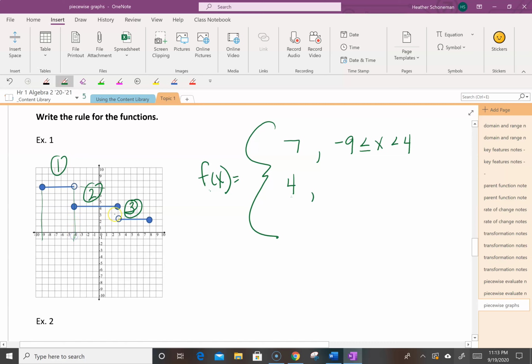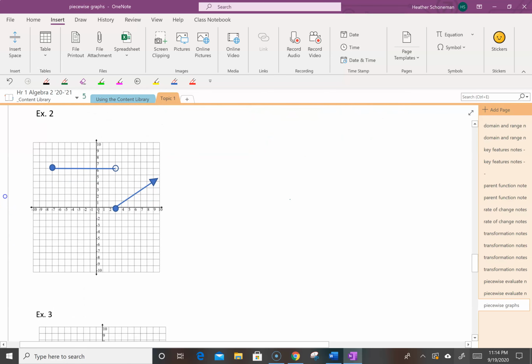Okay, this one goes from -4 to 3. At -4, there's a closed circle. At 3, there's a closed circle. My next one is at 2. And at 3, there is an open circle. And at 8, there is a closed circle. And that is my final answer. So for each line, you're going to have a line in your piecewise function. For each one, you're going to have an equation and you're going to have the domain, just like we practiced doing. Okay, let's look at the second one.